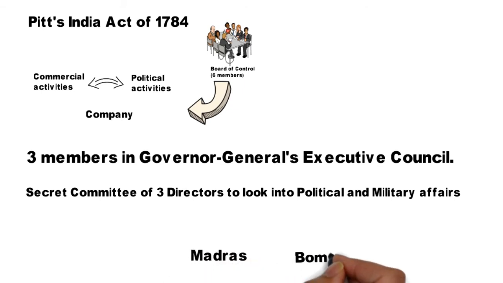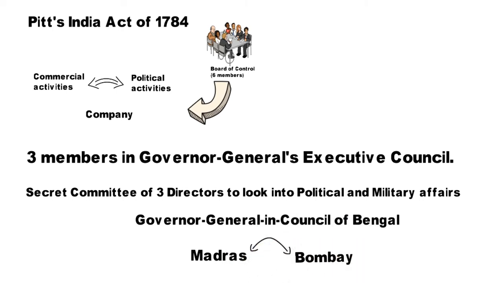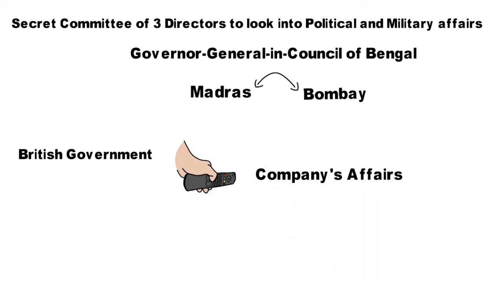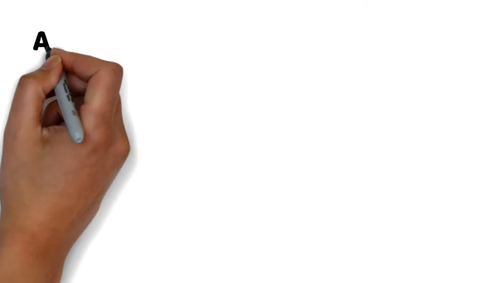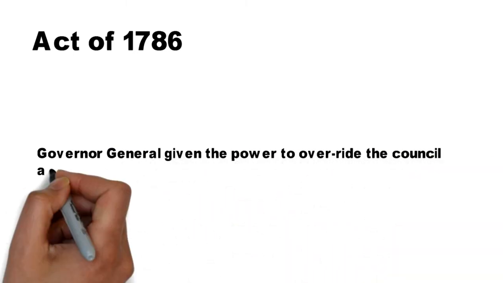Madras and Bombay presidencies were subordinated to the Governor General in Council of Bengal in all matters. This act gave the British government a measure of control over the company's affairs. In fact, the company became a subordinate department of the state. Act of 1786. The Governor General was given the power to override the council and was made Commander-in-Chief also.